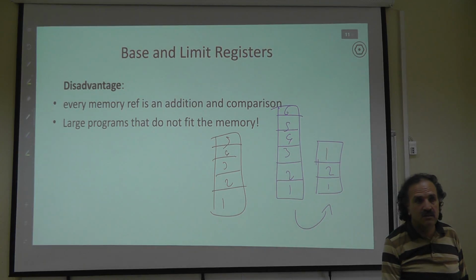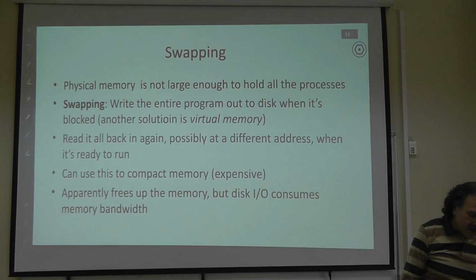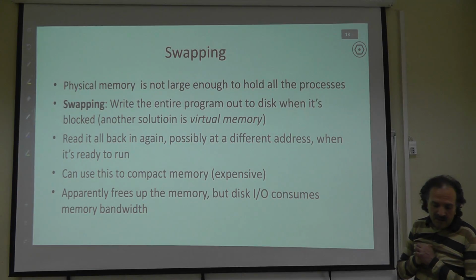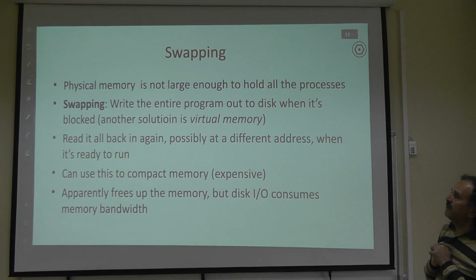Okay, another question? Let's continue with base and limit registers. Another concept with the operating system abstraction mechanism is swapping. Swapping is not an alternative solution for base and limit registers. This is some other concept. Swapping.